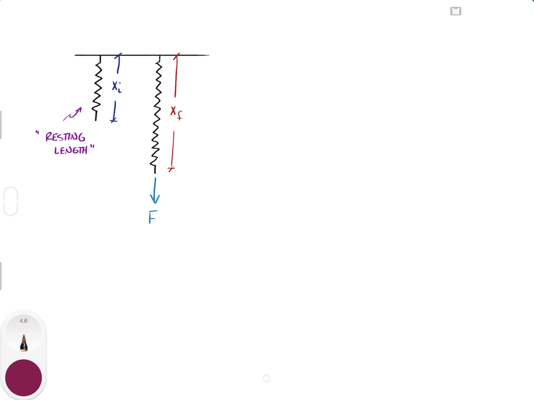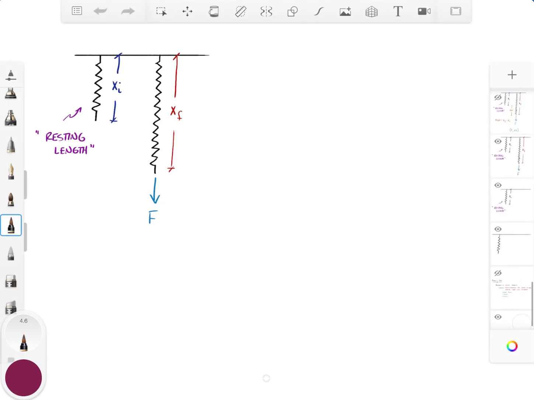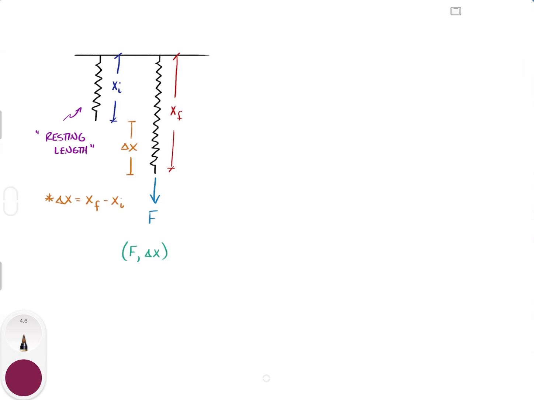We're going to assume that the force is just holding this in place, so everything is at rest. The important thing to note is that if we measure the change in length, which is the final minus the initial, the area highlighted in orange, we can record two pieces of information: the force that we applied, and the resulting change in length of the spring. That will give us a coordinate that we can plot on a graph in a second.